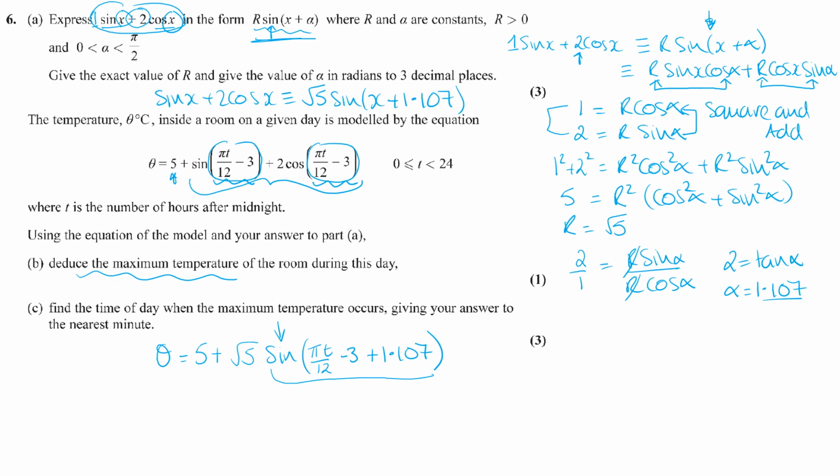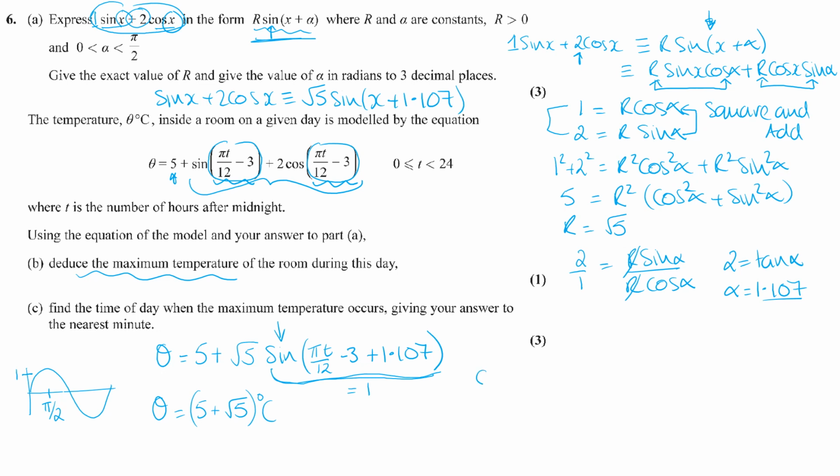The 5 and the root 5 are constants, so when does sine have a max? If you just look at the sine graph, the sine graph has a max at 1 when the angle is pi by 2. So this part of the equation that's modelling the temperature, the max it can be is 1. So theta's max is going to be 5 plus root 5 times 1. Can't go any higher than that, and that will be the max degrees C.